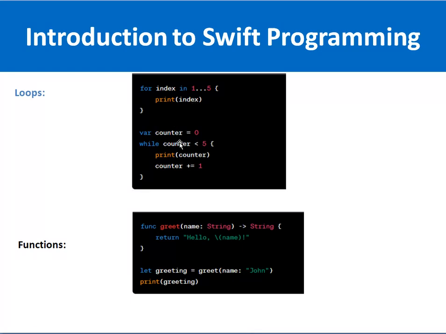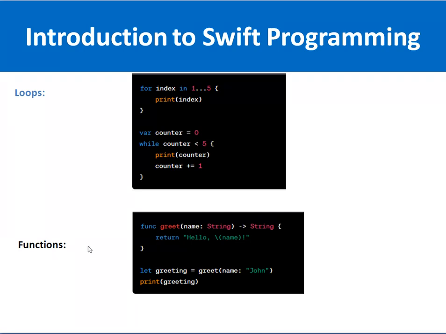Another example is the while loop: var counter is equal to 0, while counter is less than 5. It will print the counter, then add 1 to the counter, and then print again. So it will print the value of the counter 5 times. Remember here, first it will add 1 to the existing value in the counter, and then print the value again.